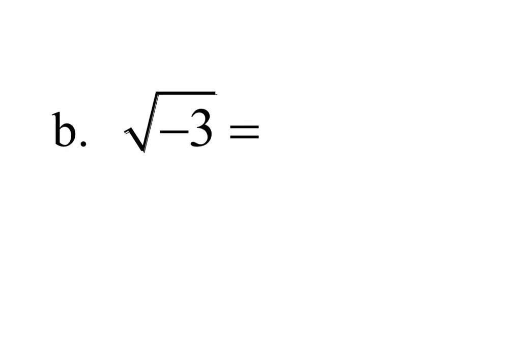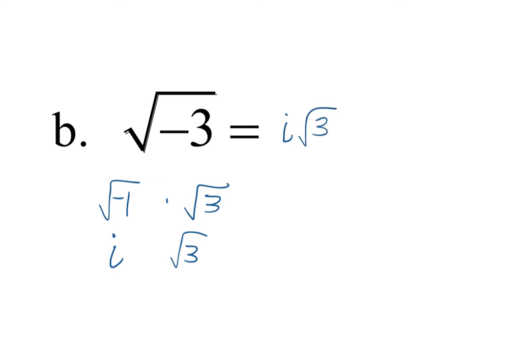The square root of negative 3. So that's like saying the square root of negative 1 times the square root of 3. Square root of negative 1 is i. There is no square root of 3. We have to leave it just like that. It doesn't simplify, so i square root of 3 is our final answer.